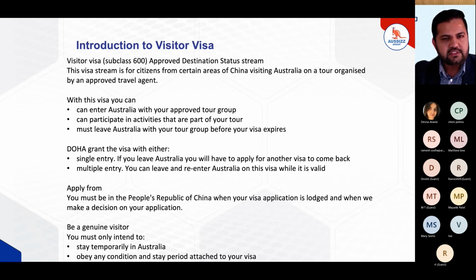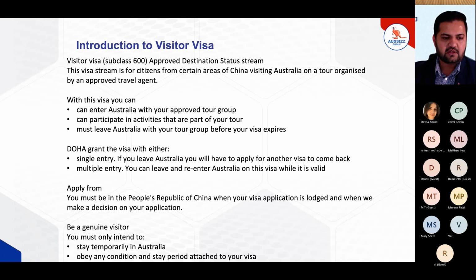The third stream in the normal visitor visa is the approved destination stream. This is not for general applicants, as in not for citizens of every country. This is specifically designed for Chinese citizens visiting on organized tours through approved travel agents. So this is only for group travel. It does not apply to you in general, unless you fall under this category and you are watching this from China.